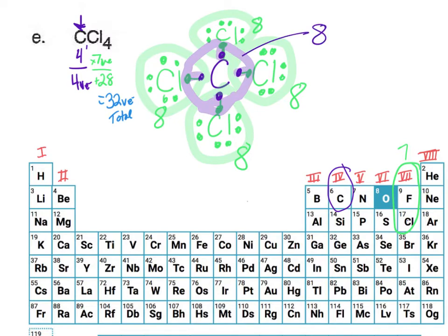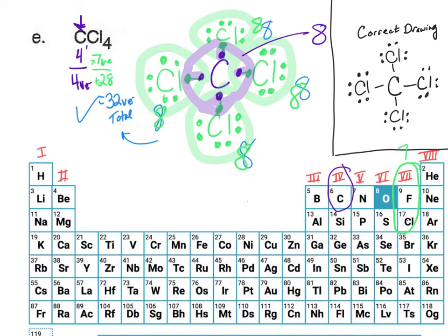The last step then is to check that we have the correct total number of electrons. So we should see a total of 32. If I count around this chlorine, that one's 8. The next one has its 8, the next one has its 8, and the next one has its 8. 4 times 8 is 32, so we know that we have the correct number of electrons total, and that is our structure for CCl4.